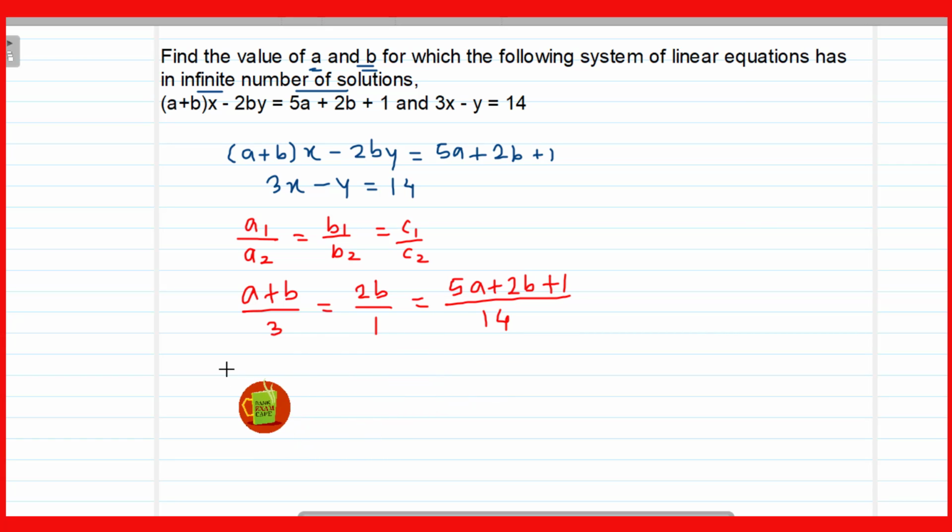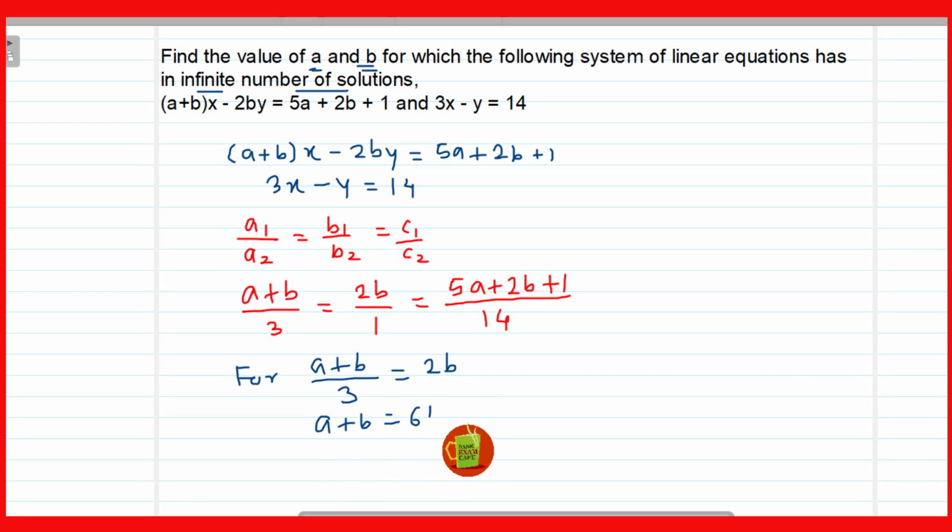Now we will take this first and the second. So for (a plus b) upon 3, that is equal to 2b, correct? And so here take 3 to this side, so it will be 3 2s are 6, so it will be 6b, and so a plus b, that is equal to 6b. Take b to this side, so 6b minus b will be 5b, and therefore a is equal to 5b. Let this be equation number 1.